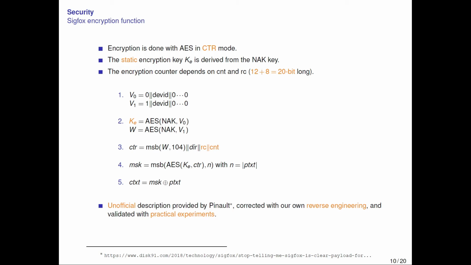Encryption is done with AES in counter mode. For a given end device, the encryption key is always the same and is computed from the NAC key. The byte string used to build the counter vector depends essentially on the 8-bit implicit counter RC and on the 12-bit explicit counter.